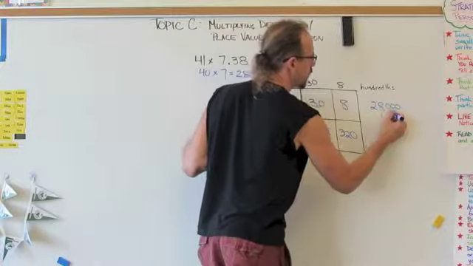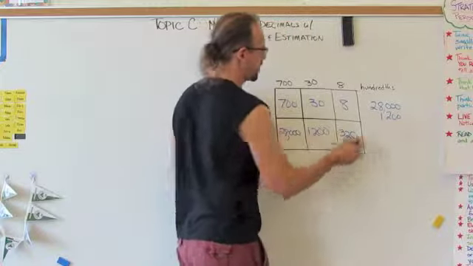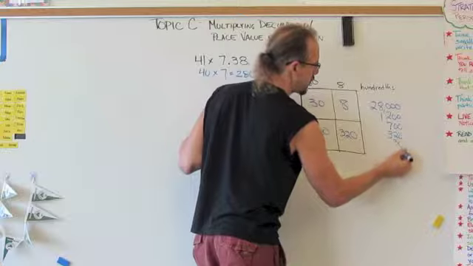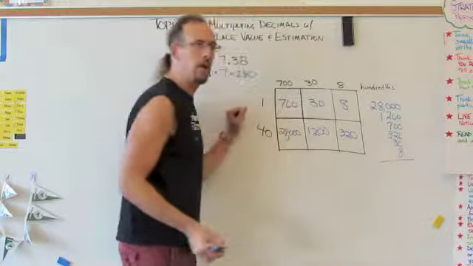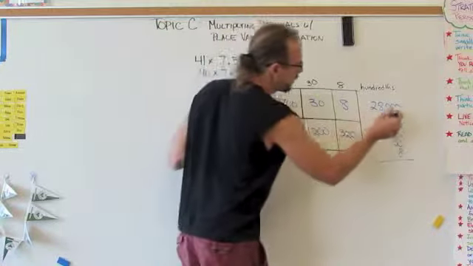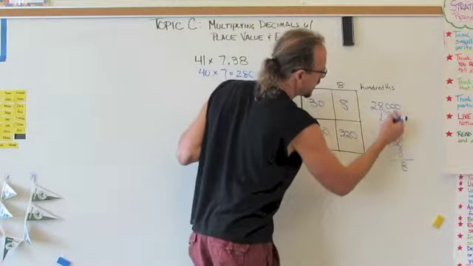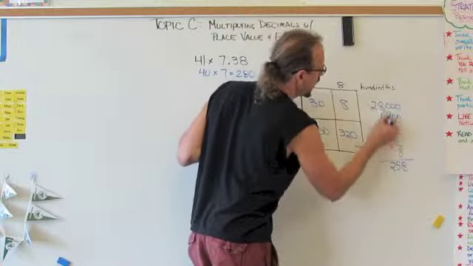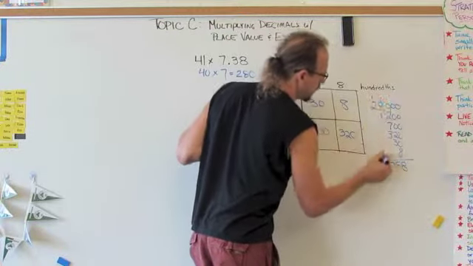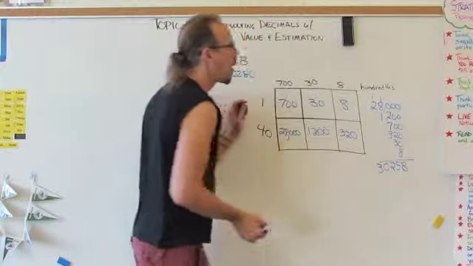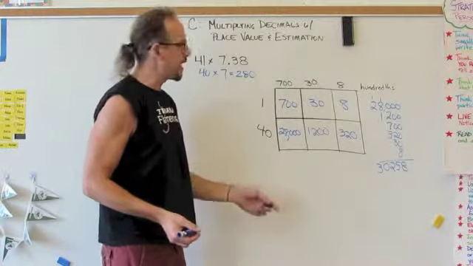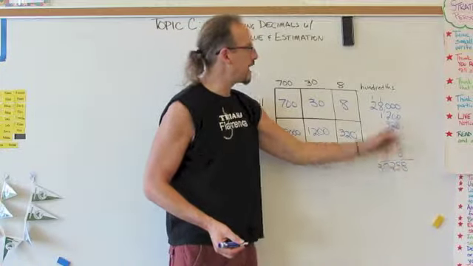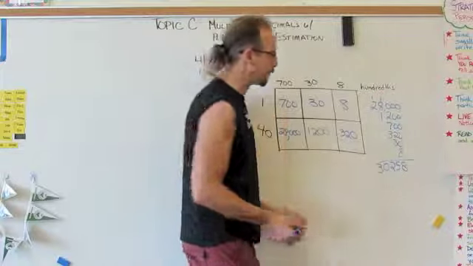28,000 plus 1,200 plus 700 plus 320 plus 30 plus 8. I'm going to add all those things up. Now, that makes 8, that's 5, that's 12. And then I'm going to look at that product and I'm going to know that that's 30,258 hundredths.